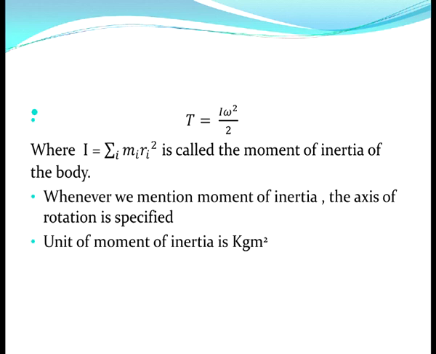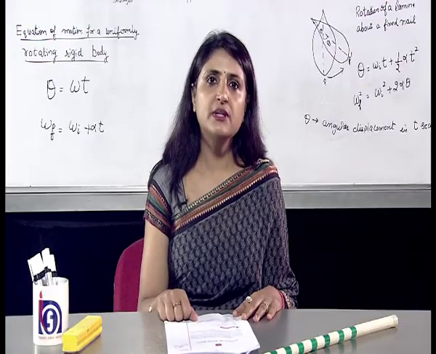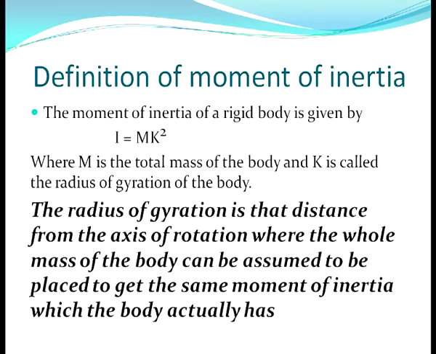Whenever we mention moment of inertia, the axis of rotation is always specified. What is the unit of moment of inertia? It is kilogram meter square. Let us talk about the definition of moment of inertia. The moment of inertia of a rigid body is given by I is equal to m k square, where m is the total mass of the body and k is called the radius of gyration of the body.